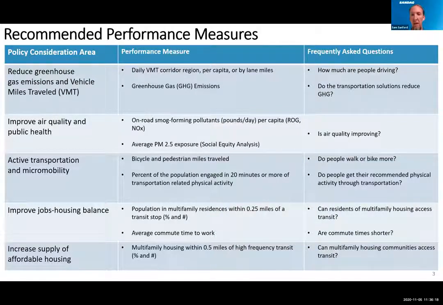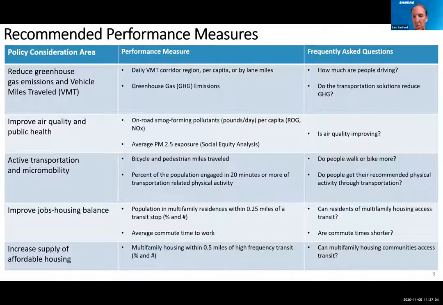Third area, active transportation and micromobility. We're looking at bicycle and pedestrian miles traveled. So as facilities are added, the model will continue to align and provide different options for that synthetic population as it runs through what people are going to choose to do as far as the activity-based model is concerned. And so we want to see what those impacts will be as CMCP teams add different types of bicycle and pedestrian facilities. Second bullet is the percent of the population engaged in 20 minutes or more of transportation-related physical activity. This is a measure that we've used in past regional transportation plans.